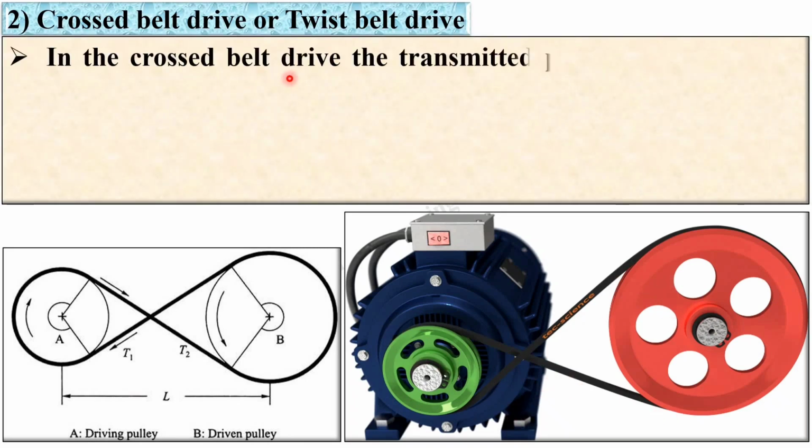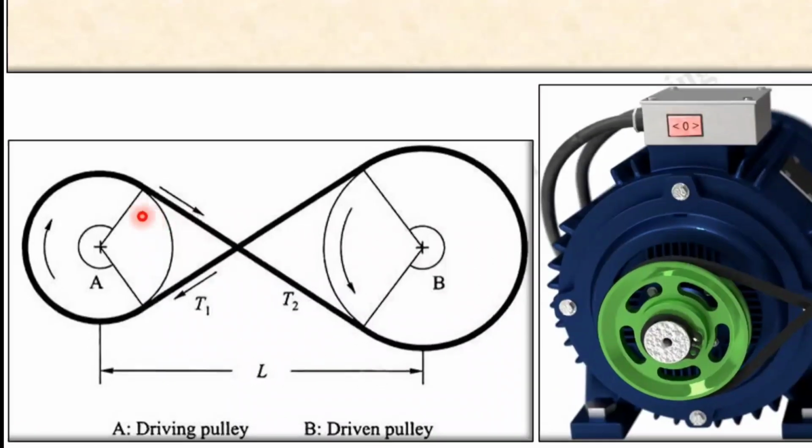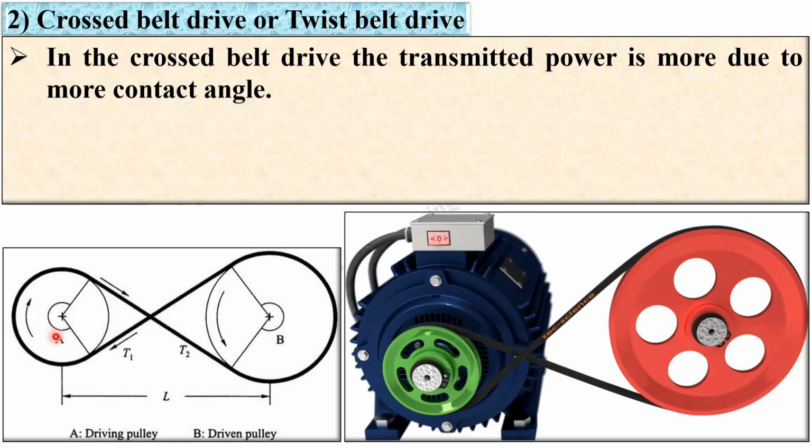In the cross belt drive, the transmitted power is more due to more contact angle. Here you can see the belt is in contact with the pulley from here to here. That means the contact angle is more compared to the open belt drive, that means the previous one. So if you increase the contact angle, you can definitely increase the power transmitting capacity.